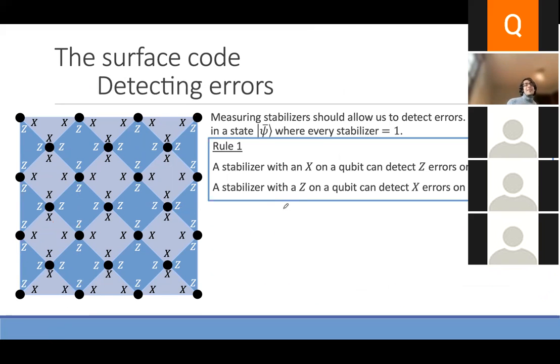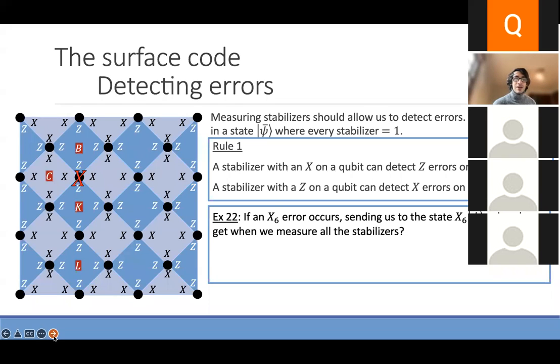What about the errors we can detect? Let's focus on those for a minute. Okay. So here's just a reminder. We have rule 1, what stabilizers detect what errors. And here's an exercise where I've given some labels to these plaquettes. So if an error X happens here, what do we get when we measure all the stabilizers? What stabilizers give -1, just according to rule 1?